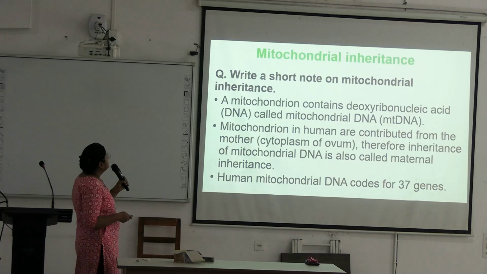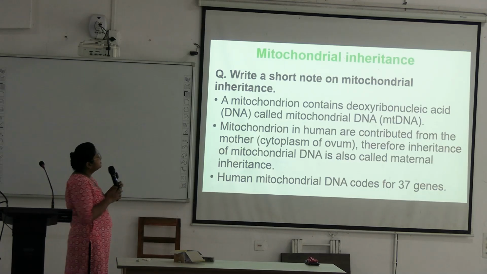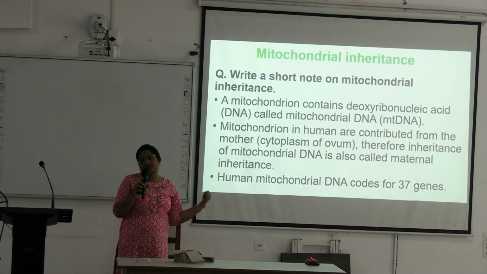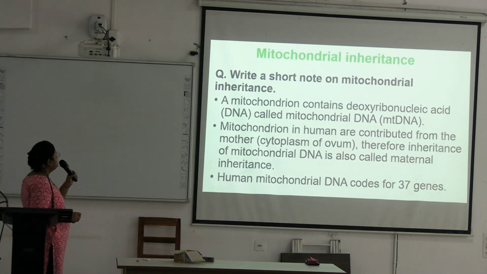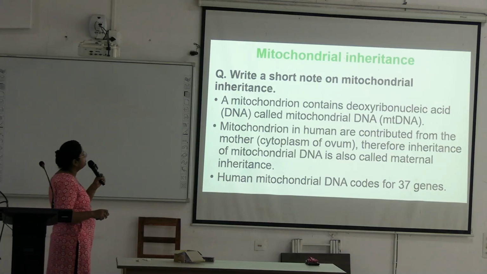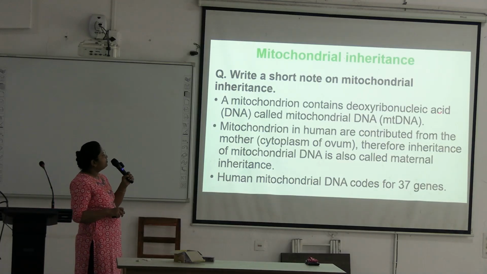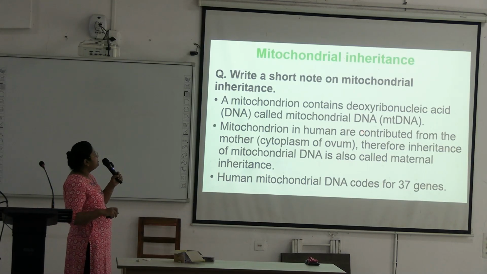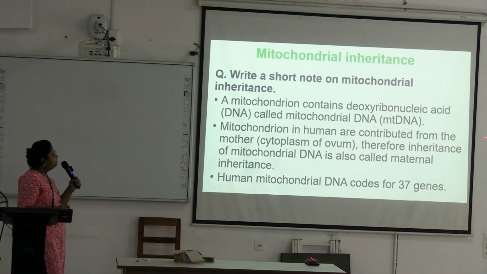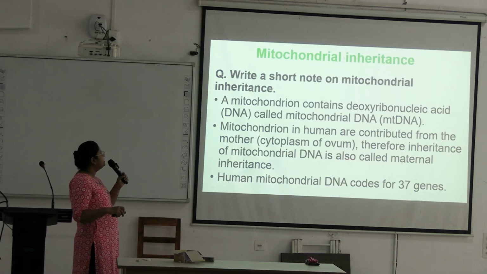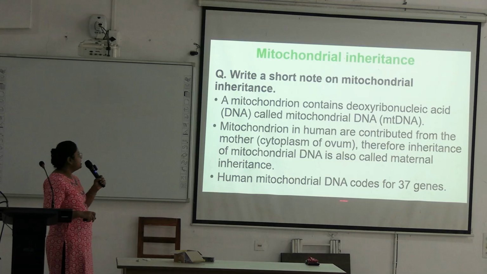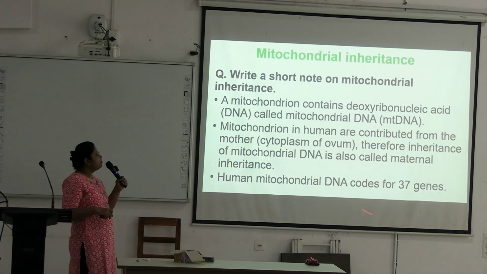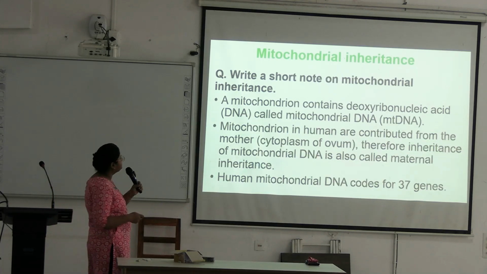Okay. Next is mitochondrial inheritance. This is an important short note. Mitochondrial inheritance. Okay. A mitochondrion contains deoxyribonucleic acid called mitochondrial DNA, mtDNA, and mitochondria in humans are contributed from the mother only. Cytoplasm of the ovum is present. Therefore, inheritance of mitochondrial DNA is also called maternal inheritance. Human mitochondrial DNA codes for 37 genes.